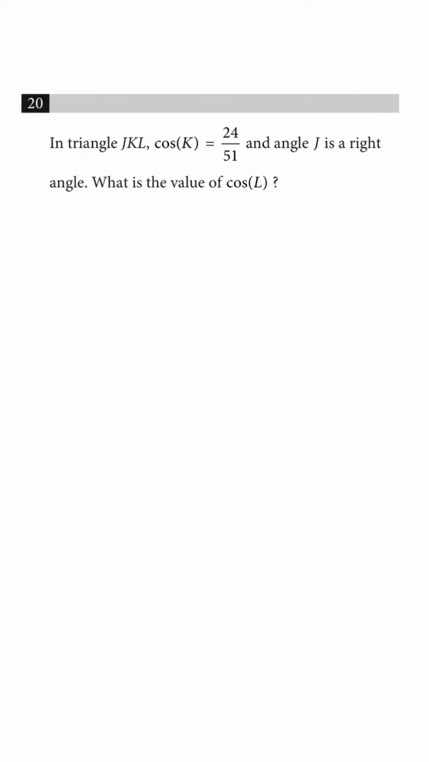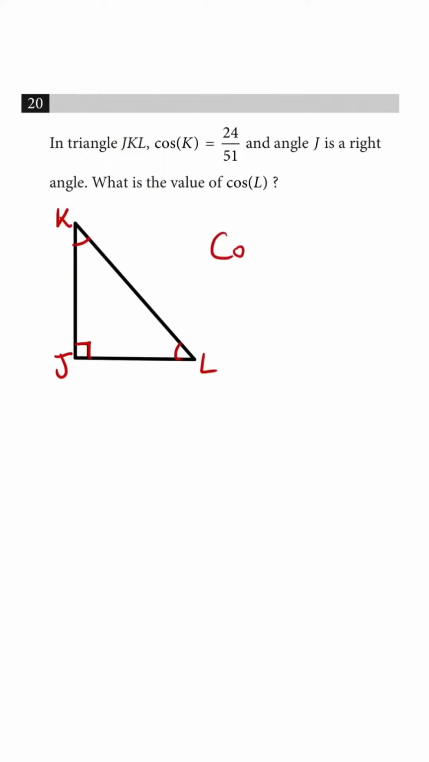Here we have a triangle JKL where J is a right angle and the cosine of K is 24 over 51. Let's draw it. We are given that the cosine of K is 24 over 51, and we know that the cosine of an angle in a right triangle is the ratio of the adjacent and the hypotenuse side lengths. So we can label the side adjacent to K as 24 and the hypotenuse as 51.